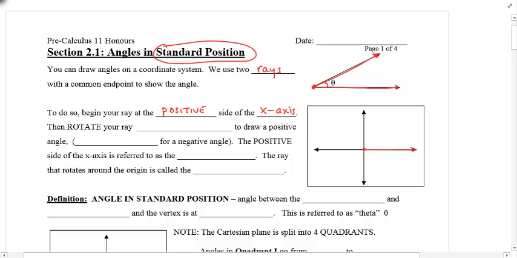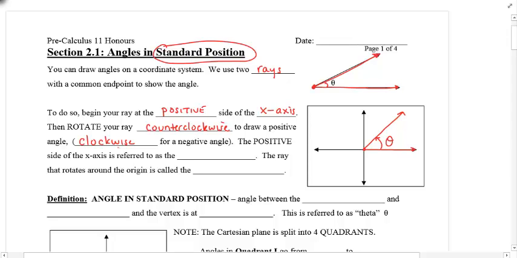And then we're going to rotate our ray. You're going to do it counterclockwise if you're drawing a positive angle, so you're going this way. Okay, so there's my angle. And if we're trying to do a negative one, yep, you guessed it, clockwise.